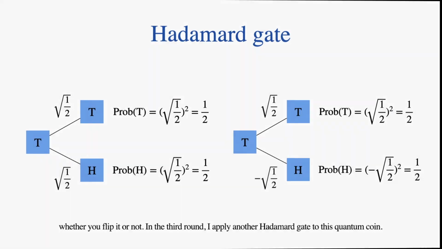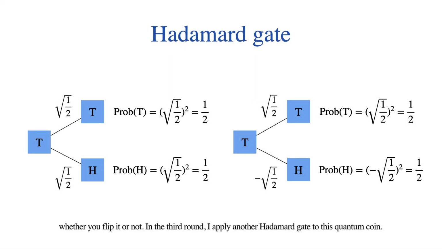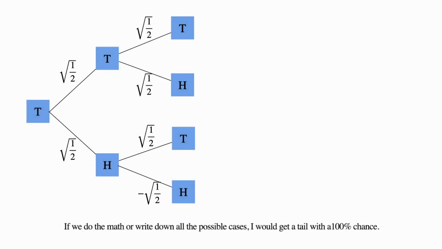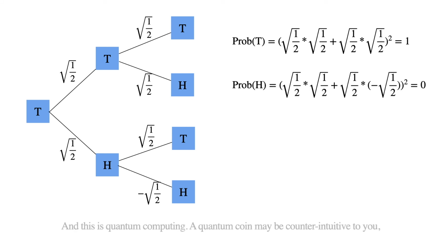In the 3rd round, I apply another Hadamard gate to this quantum coin. If we do the math or write down all the possible cases, I would get a tail with a 100% chance. And this is quantum computing.